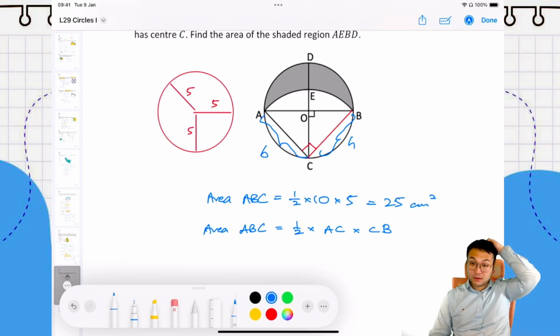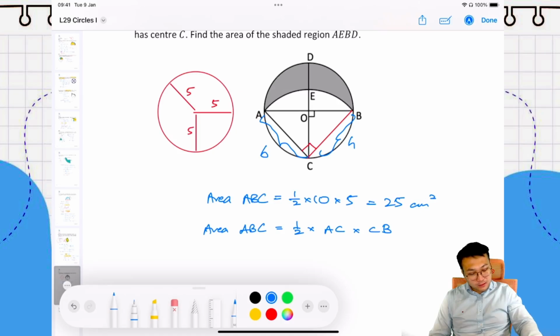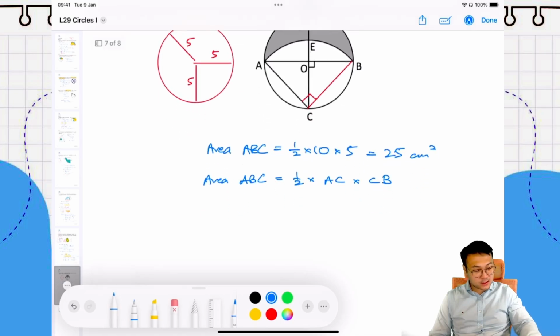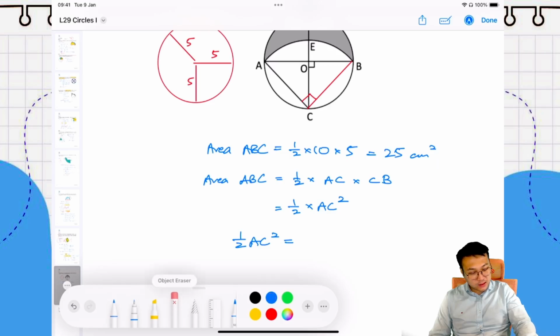right? So you know something? AC and CB, aren't they the same length? So if they are the same length, you know what we can do? We can say that this equals AC times AC, because they're the same. CB is the same as AC. So now you have AC times AC, that means it's AC squared, right? So what can you say? We can say that half AC squared equals the area of the triangle, which is 25.